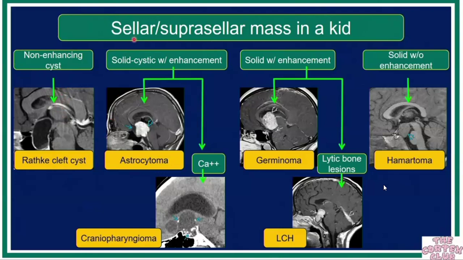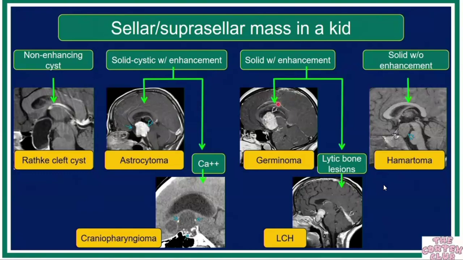If there is a mixed solid cystic lesion that shows enhancement but is heterogeneous, and it does not show any calcification, I think of an astrocytoma, because the vast majority of craniopharyngiomas are usually associated with calcification. So if I don't see calcification, it's a younger kid, and maybe I see lesions of neurofibromatosis, then I think about an optic chiasm astrocytoma. And if I see calcifications, then I think of a craniopharyngioma because other lesions usually do not calcify. So if I see a suprasellar mass which shows heterogeneous enhancement and has calcification, then I think of a craniopharyngioma.